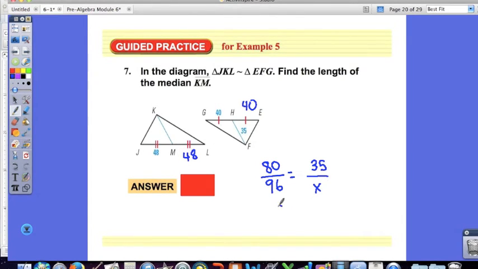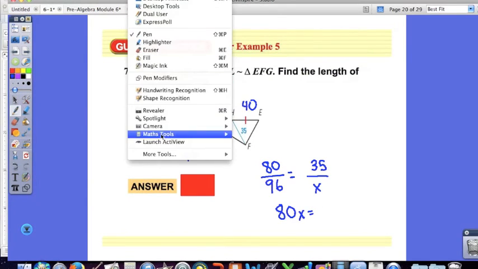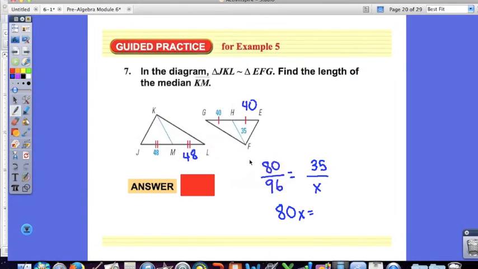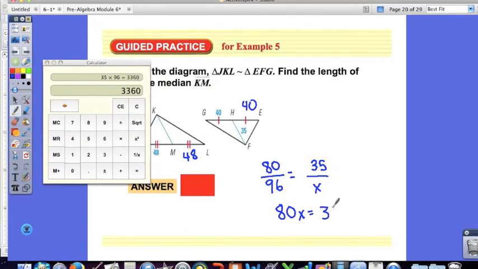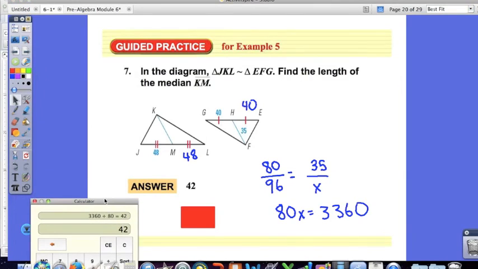Okay, so that's 80x equals 35 times 96, which equals 3,360, divided by 80 is 42. Okay, and that's how we would use the ideas that we've just learned to apply it.